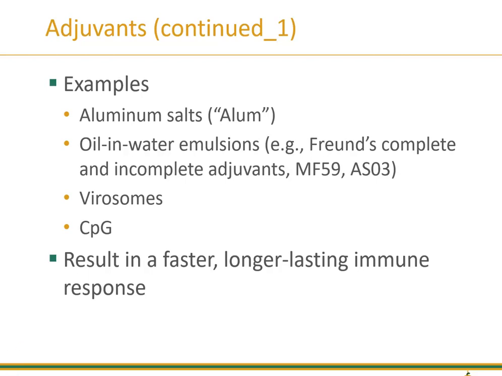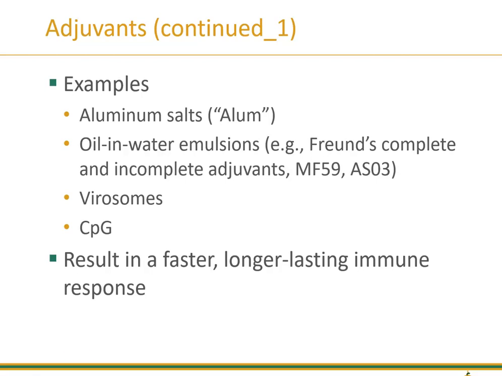A CpG is an oligodeoxynucleotide that can be used to help bind to the T cell receptors to get a better immune response. So this will result in a faster and a longer lasting response. So it eventually will increase the antibody titer, because you want to make sure we get the best immune response possible. That's why it's constantly monitored.